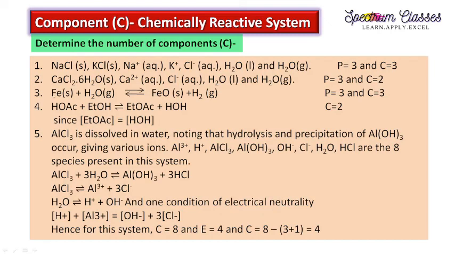Now coming to the third question. Here we have iron as solid. On reaction with water, it forms iron oxide as solid plus hydrogen gas. So one equilibrium is there and number of species is 4. So it's a 3 component system. Now coming to the number of phases, which is important here, because we have solid, gas, solid, gas. So two gases are there, and a gaseous mixture is considered as one phase.